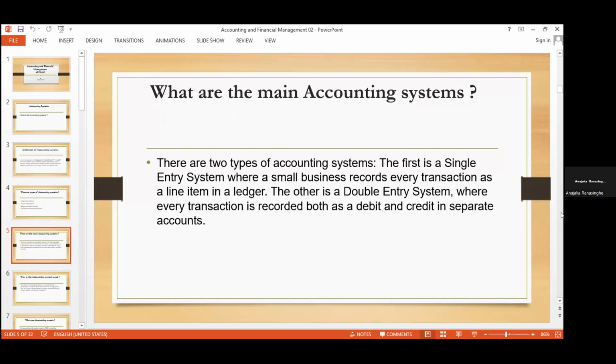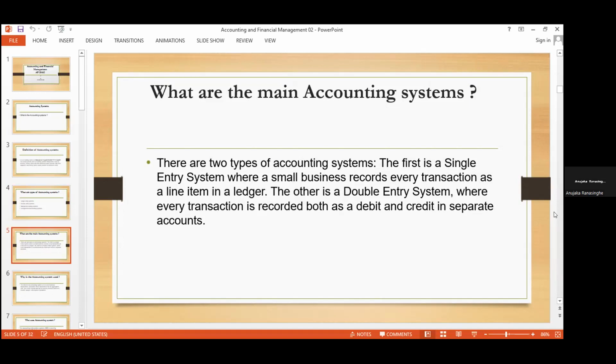First, what are the main accounting systems? In the accounting field there are 2 main accounting systems. The first one is the single entry accounting system. The other one is the double entry accounting system.